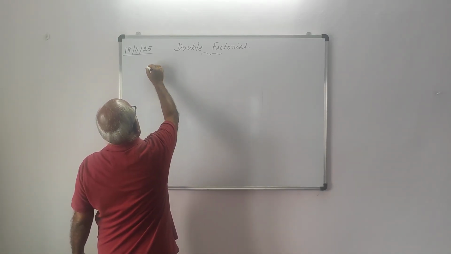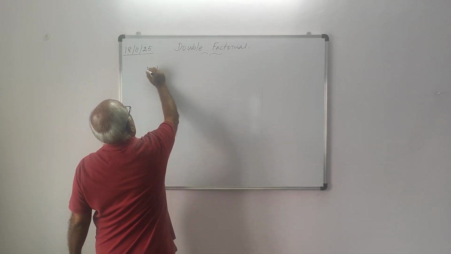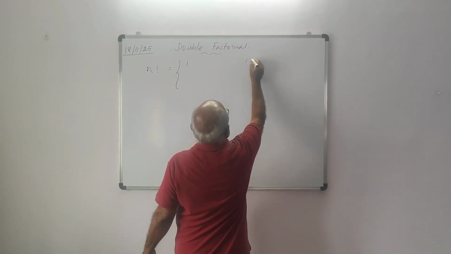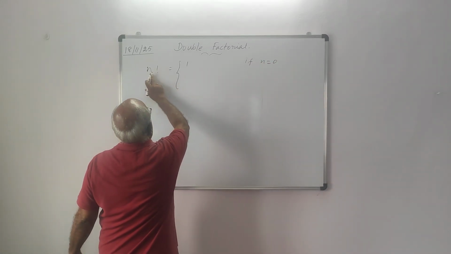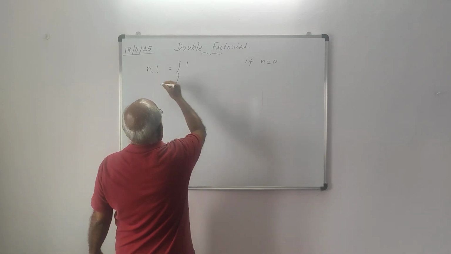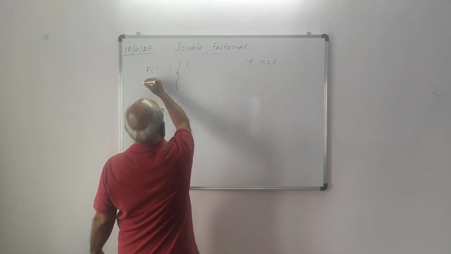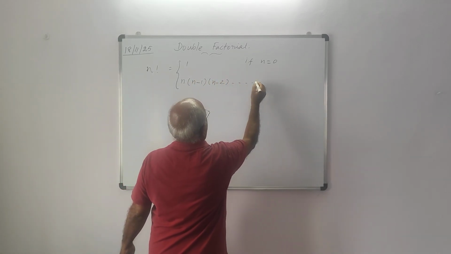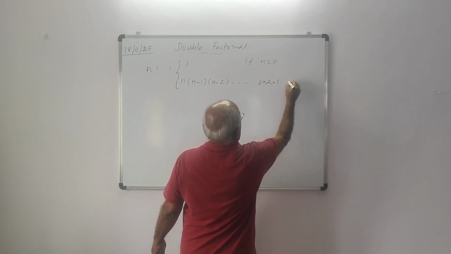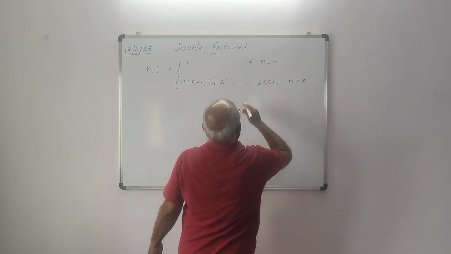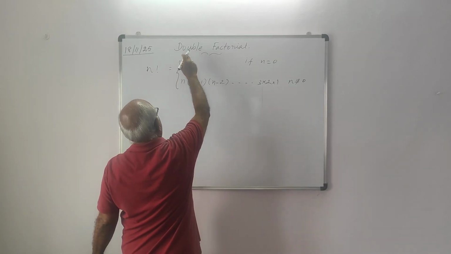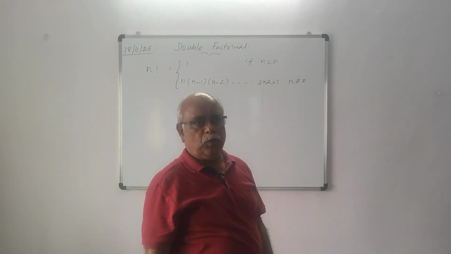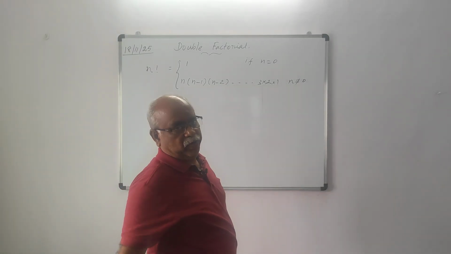From our previous video we defined that factorial n is equal to 1 if n is equal to 0. If n is equal to 0, you get 0 factorial, which is 1, you know. And if n is not equal to 0, in this case n factorial is n into n minus 1 into n minus 2, etc. 3, 2, 1. Now this we have seen in our previous video.